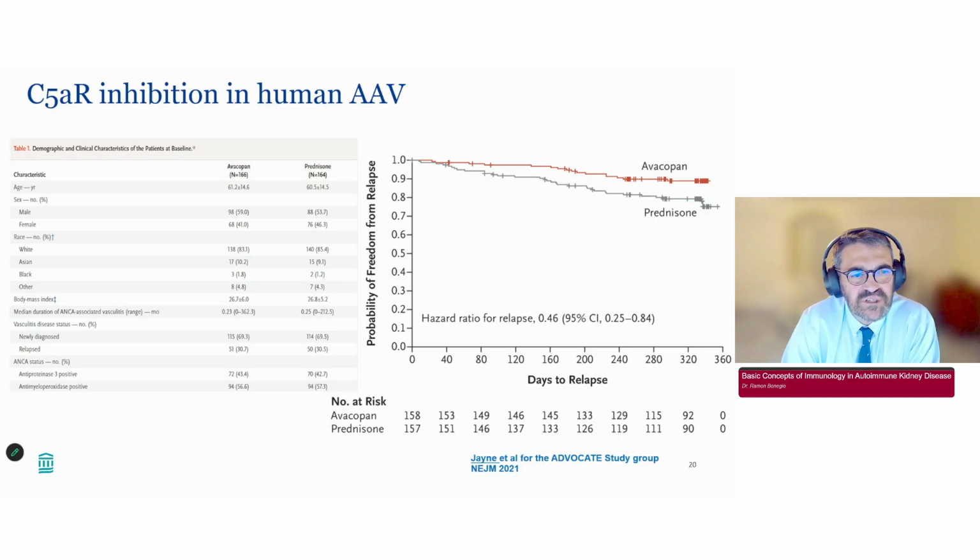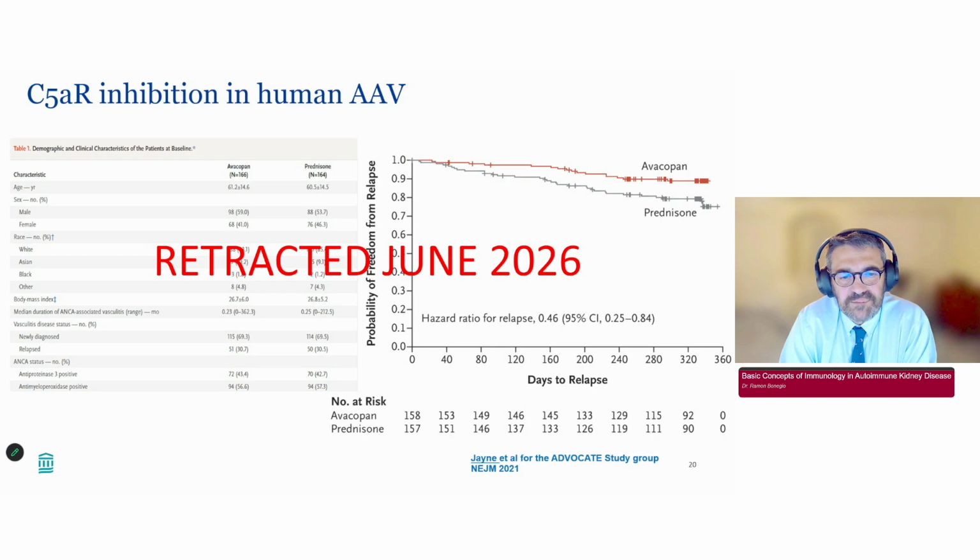I used to then show this picture and say that we had started to use avacopan, which is a C5a inhibitor. But unfortunately, next slide, this paper was retracted in June of 2026. It seems that there were some irregularities and some of the data was changed after the unblinding of the study. This drug is still available, but at least in the VA, we have stopped using this until it becomes clear what the benefit of the drug is.